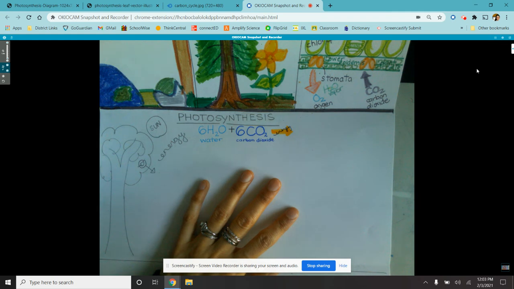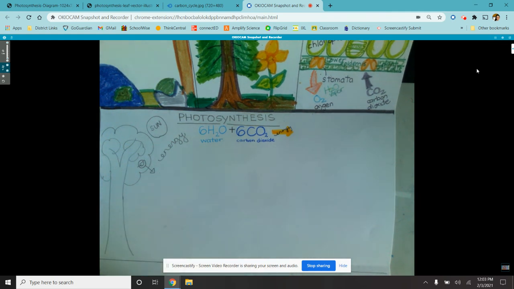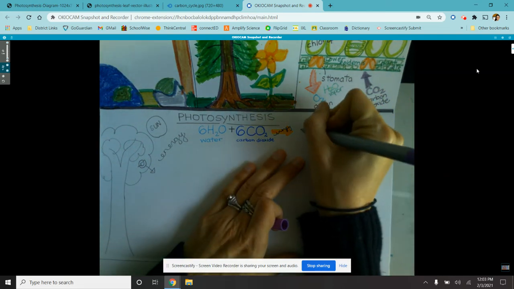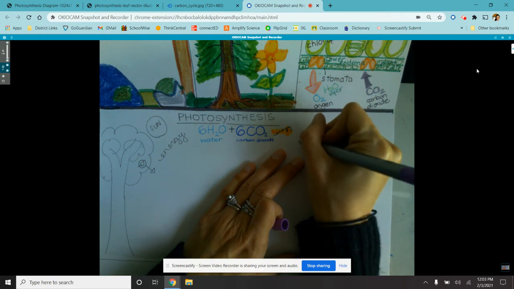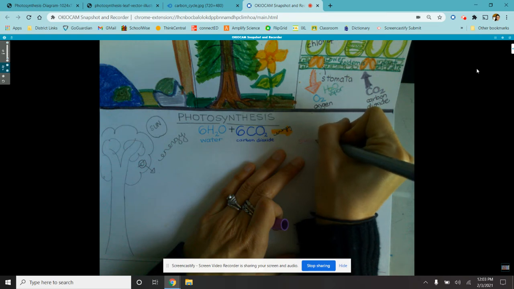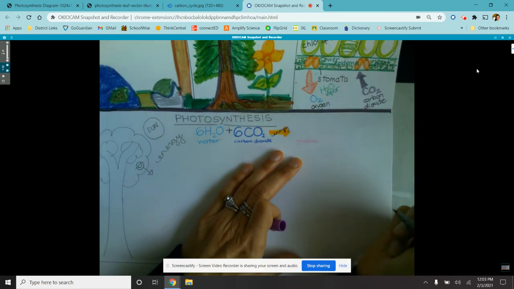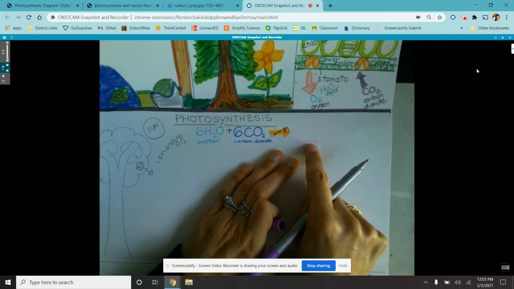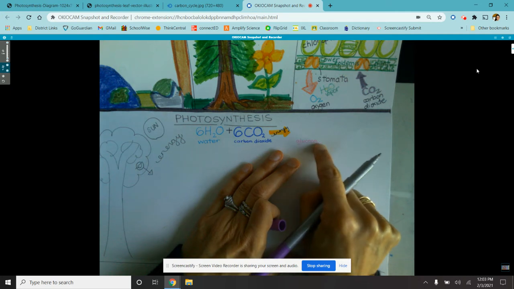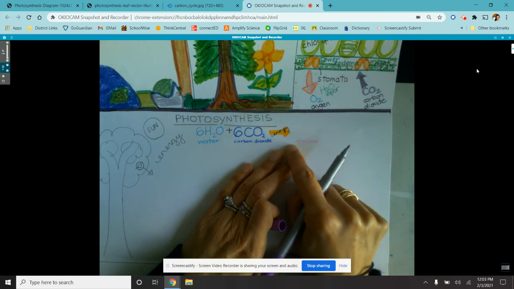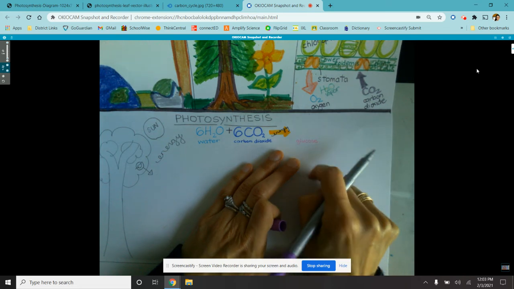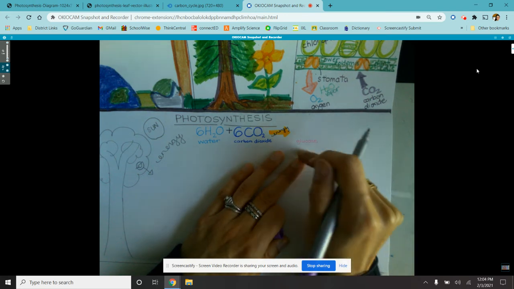So the first product we get is sugar. This sugar is called glucose. Very important. We need glucose. Glucose. All sugars are going to have "ose" in them. Sucrose, saccharose. Okay. Glucose. If you ever want to look at the ingredients, see what sugars are in your food.